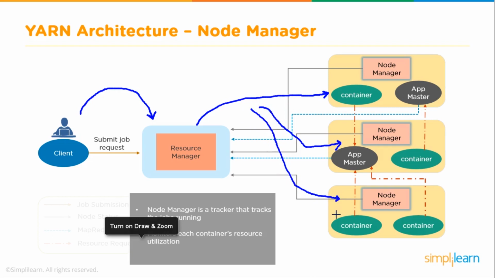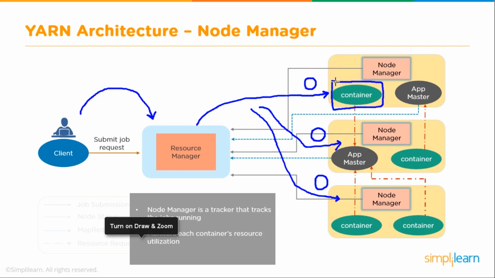And what request does it make? It makes a request of the amount of resources it needs. So it says, can you give me 2 GB RAM and 2 CPU cores? Can you give me 4 GB RAM and 4 CPU cores? Can you give me 10 GB RAM and 10 CPU cores? So this request of resources can be considered as a container.